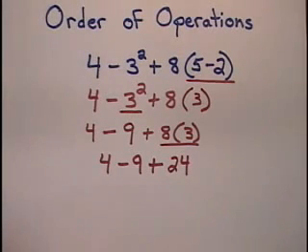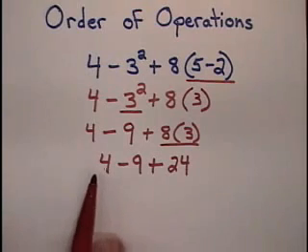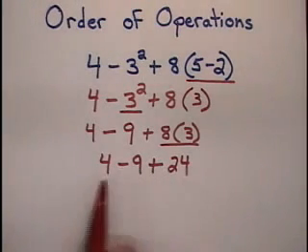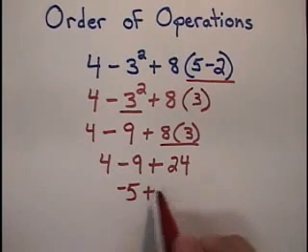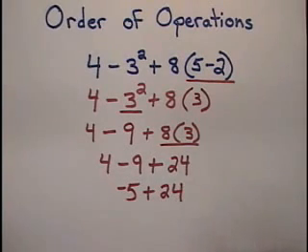When addition and subtraction is left, all you have to do is work the problem left to right. 4 minus 9 is a negative 5, and then negative 5 plus 24 gives me my answer here of 19.